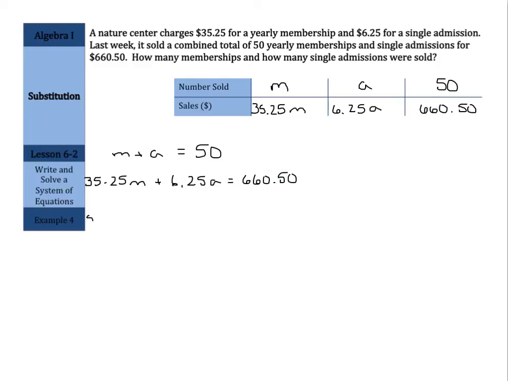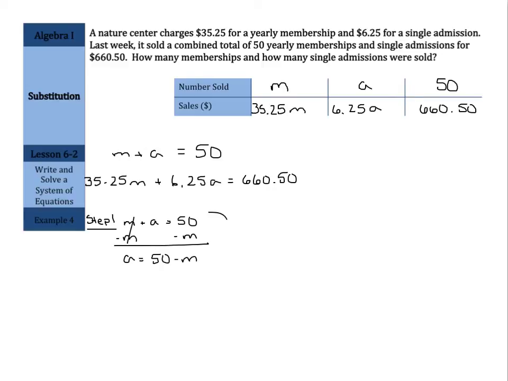So step one. Let's take M plus A equals 50 and solve it for one of the variables. Let's just solve it for A. Let's subtract M from both sides. And A is going to equal 50 minus M.